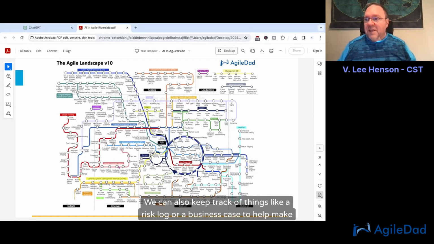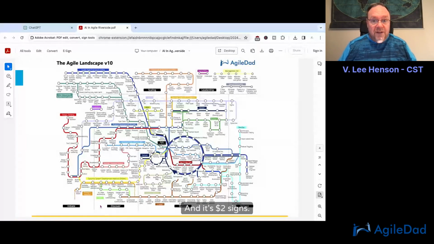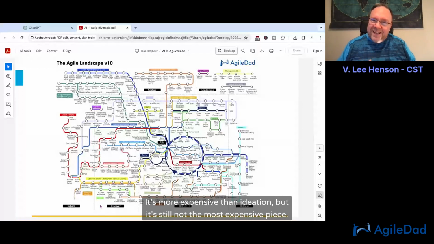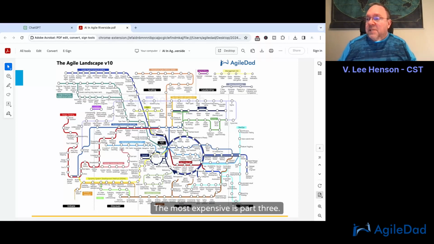We can also keep track of things like a risk log or a business case to help make sure we have the drive behind what we're trying to do and to make sure that we understand. Now, this right here is a very important step, and it's two dollar signs. It's more expensive than ideation, but it's still not the most expensive piece. Speaking of most expensive, let's get to it now. The most expensive is part 3.